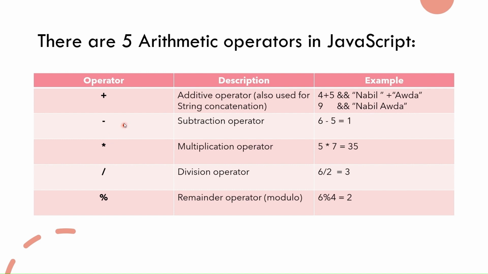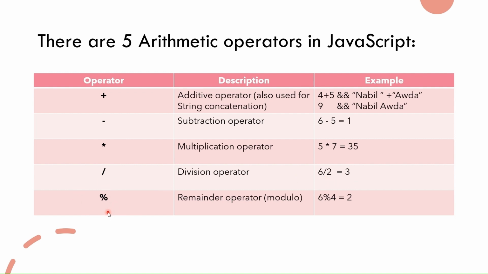The second one is the subtraction operator. 6 minus 5 equals 1. The third one is multiplication. 5 multiplied by 7 equals 35. The division operator, which is 6 divided by 2 equals 3.